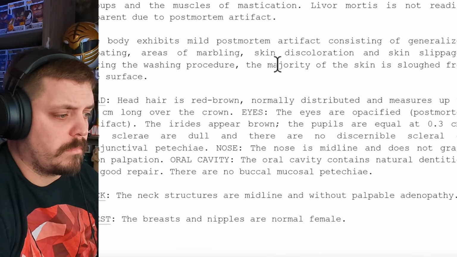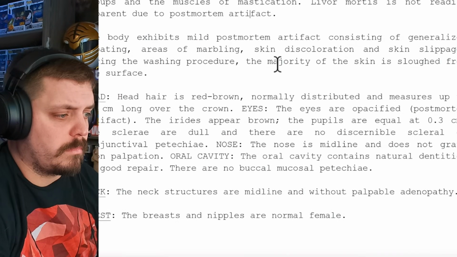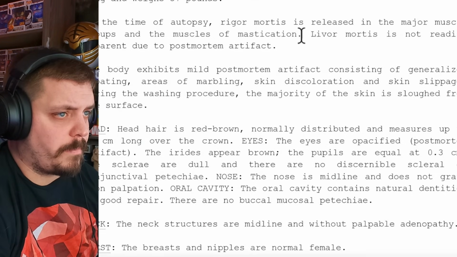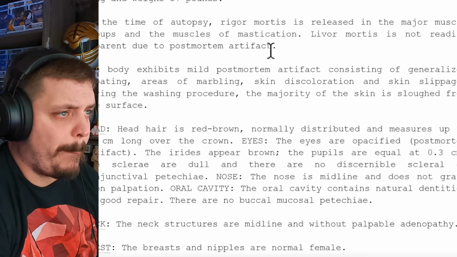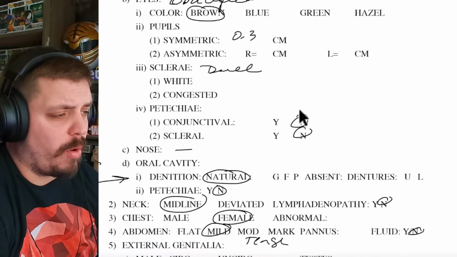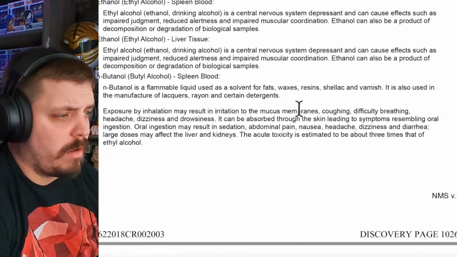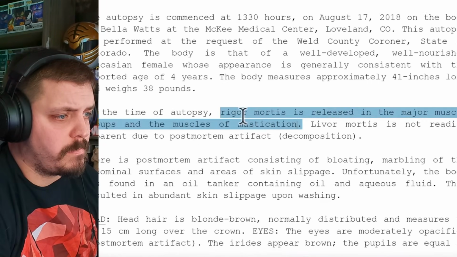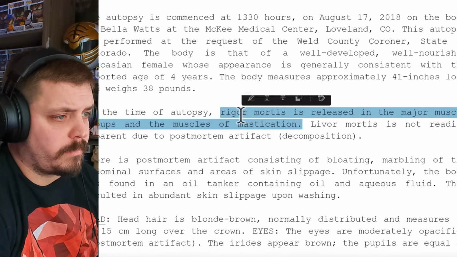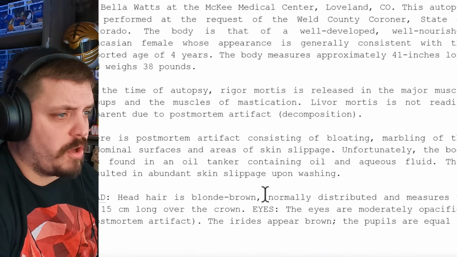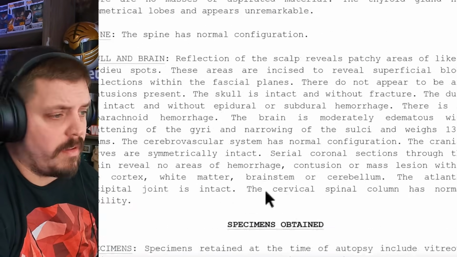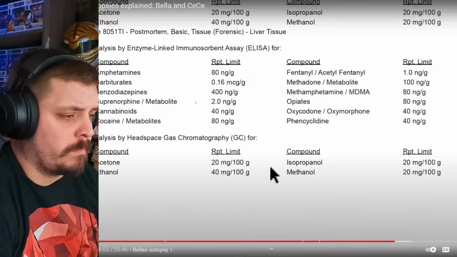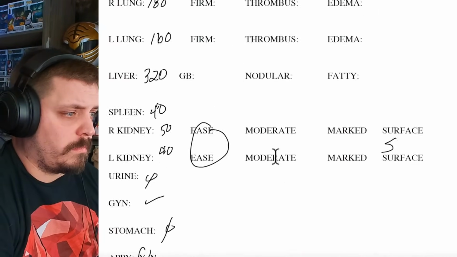So I don't know how being submerged in oil for 3 days can affect rigor, but what we can say is that rigor mortis had released. And I still want to know just why they put him back into the oil. Bella's just for completeness, because I'm sure I didn't mention it. So yeah, exactly the same for Bella. Rigor mortis is released in the major muscle groups and the muscles of mastication weren't stiff. But livor mortis wasn't noted because of the decomposition, so that was post-mortem artifact.